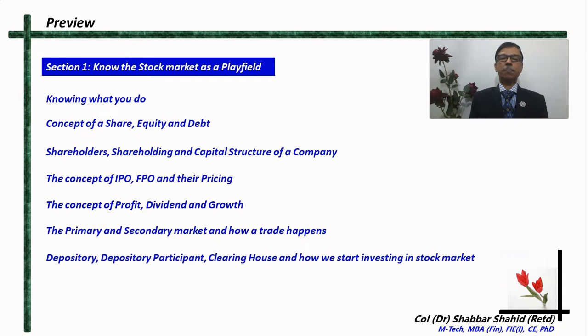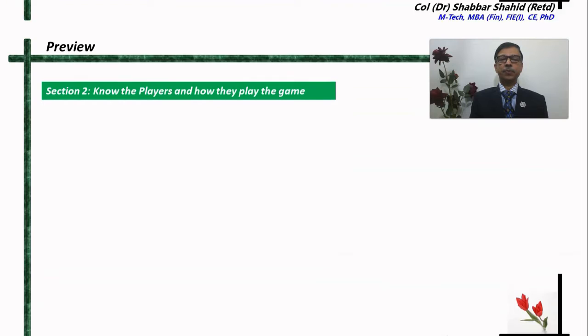Then we'll talk something about the depository participant, the clearing house, and how we start investing in a stock market. Then the logic of the market price fluctuation and how to place a buy and sell order. The market price keeps fluctuating. We'll try and understand the logic of that.